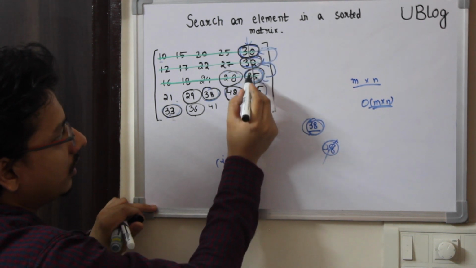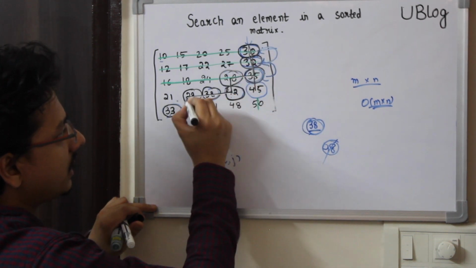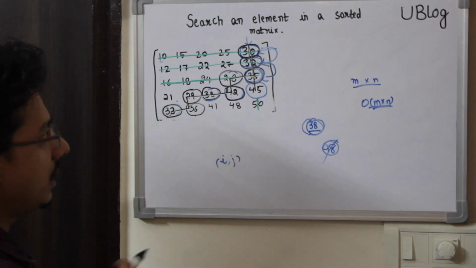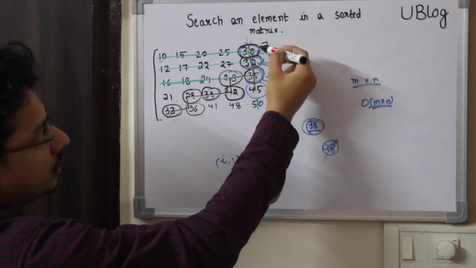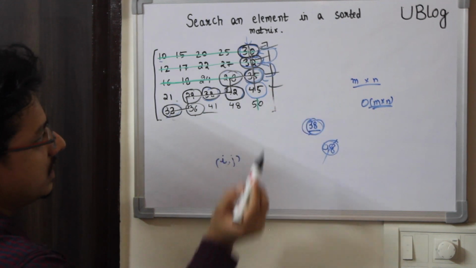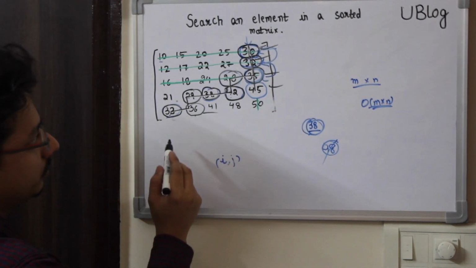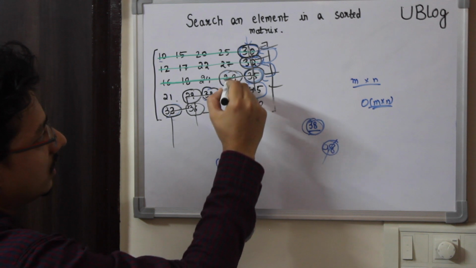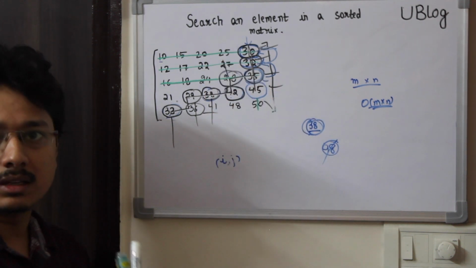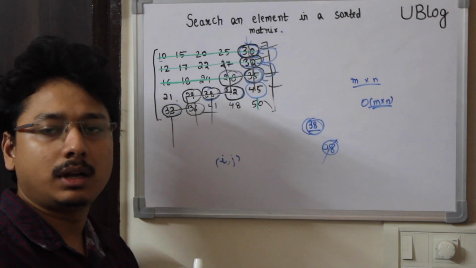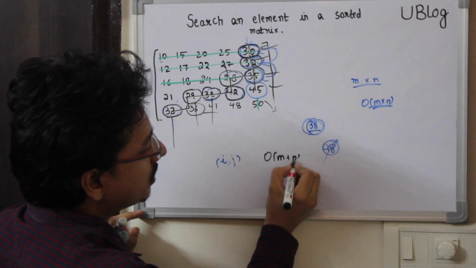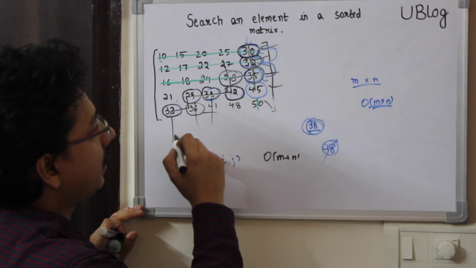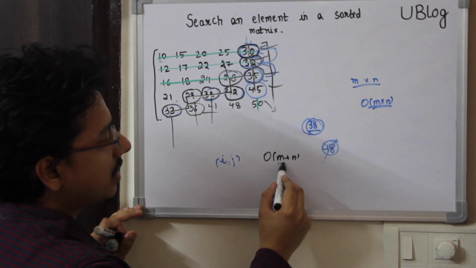These are the rows, and these are the columns. I traversed all of these. So the maximum traversal will be O of m plus n, because the maximum number of elements I am traversing is basically the sum of m and n.